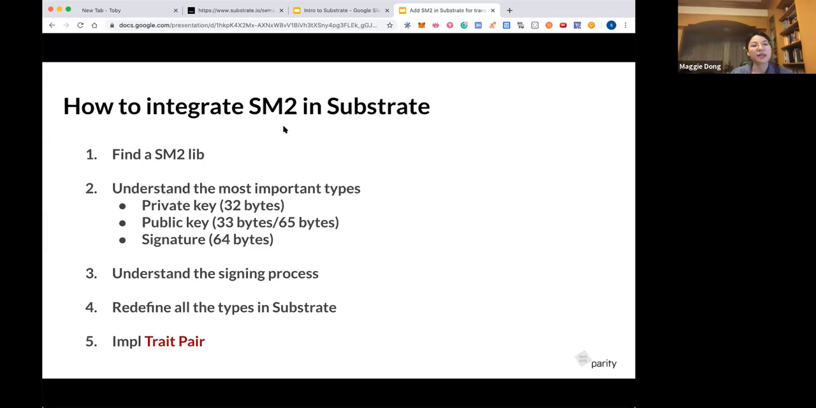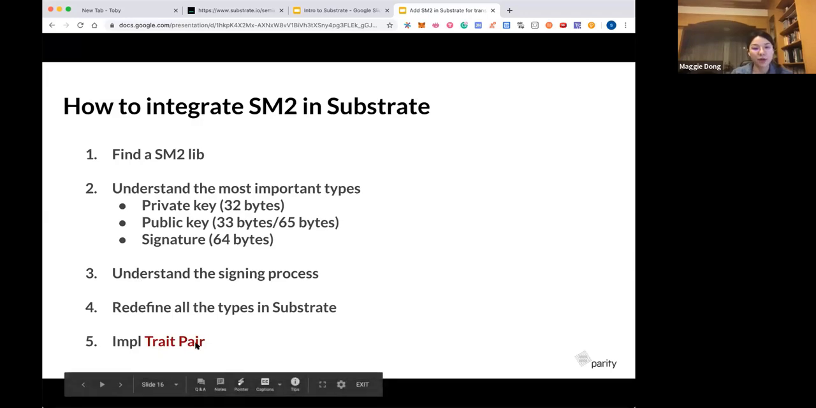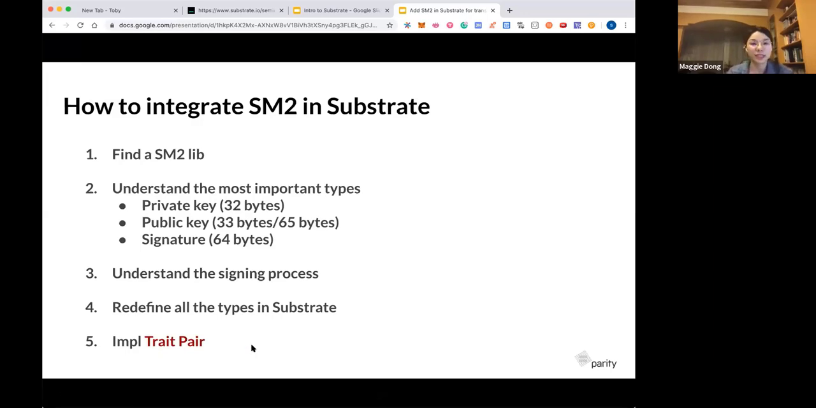It's very much like ECDSA. Then I understood the signing process, and I will explain all the types in Substrate. Most important, after I implement the Pair trait, I think the new signing algorithm will work with Substrate. And the Pair trait is the most important if you want to add a new signing algorithm in Substrate.